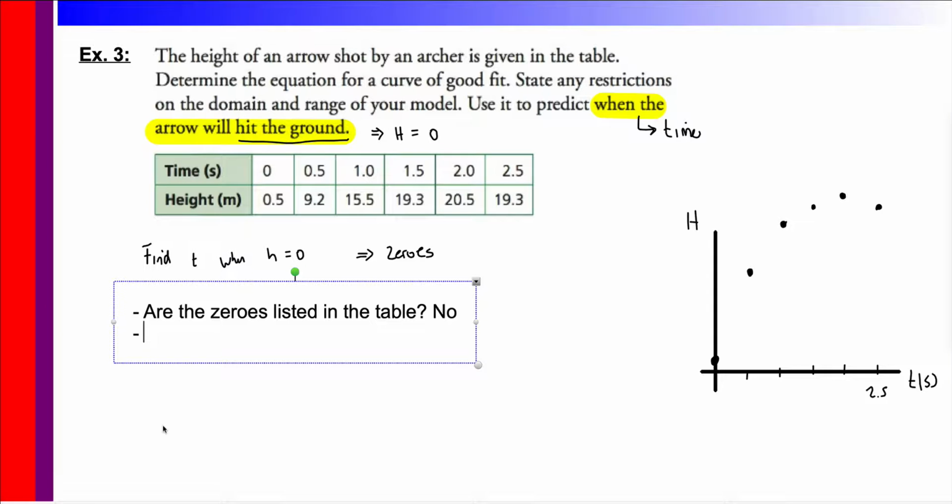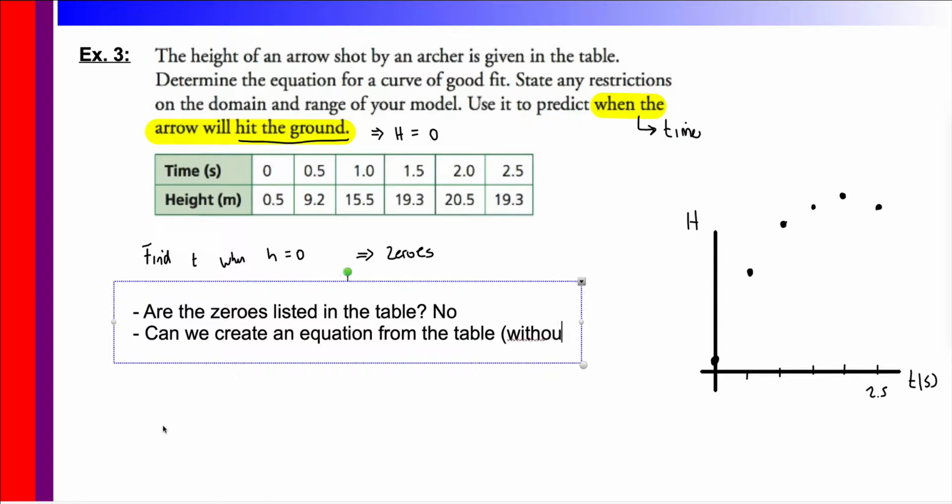And maybe if we can identify the vertex from the table, we might be able to create an equation and then just use our processes to convert that equation into factored form to find the zeros, or maybe use the quadratic formula. So can we create an equation from the table? And in this case, without Desmos is the key because we're not allowed. And how would we possibly do that?